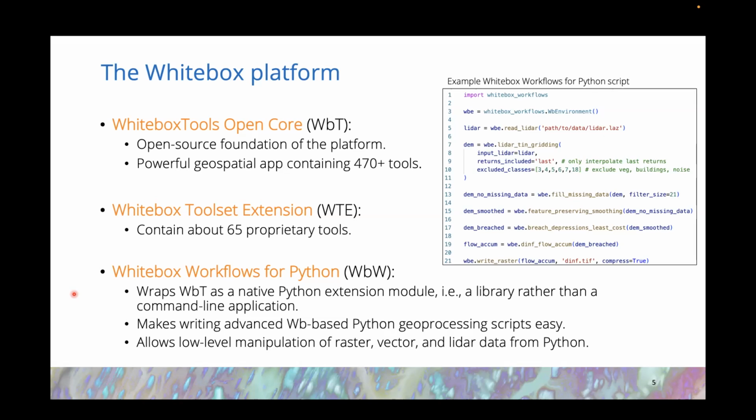And this makes writing Whitebox-based Python geoprocessing scripts really easy and much, much more powerful. It allows really low-level manipulation of data objects like rasters, vectors, and LiDAR data. At the side here, I have an example of a WBW script doing some basic geomorphometry, taking in a LiDAR data set, interpolating it into a DEM using tinning, filling in the missing data gaps that there might be, smoothing that data, removing the depressions in it, and performing flow accumulation, all in about 10 lines of code. It's pretty remarkable, and I have to say we're pretty excited about this one.